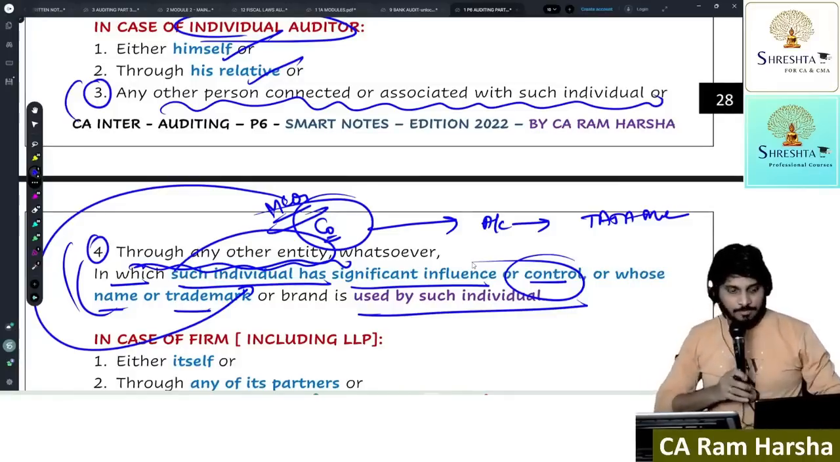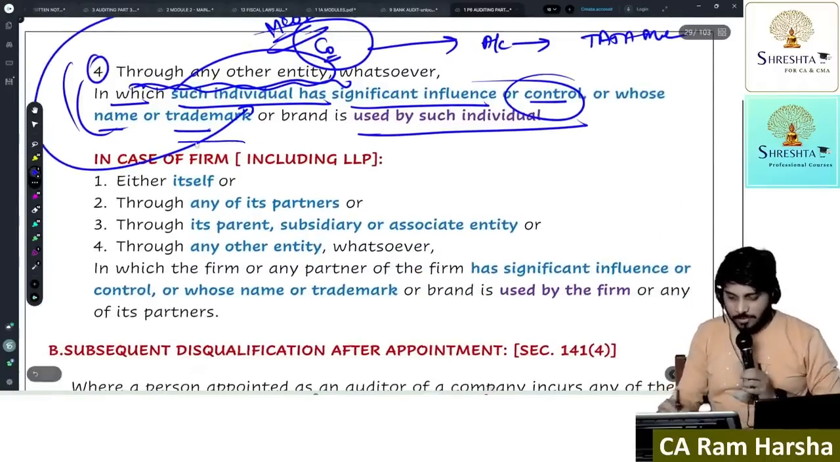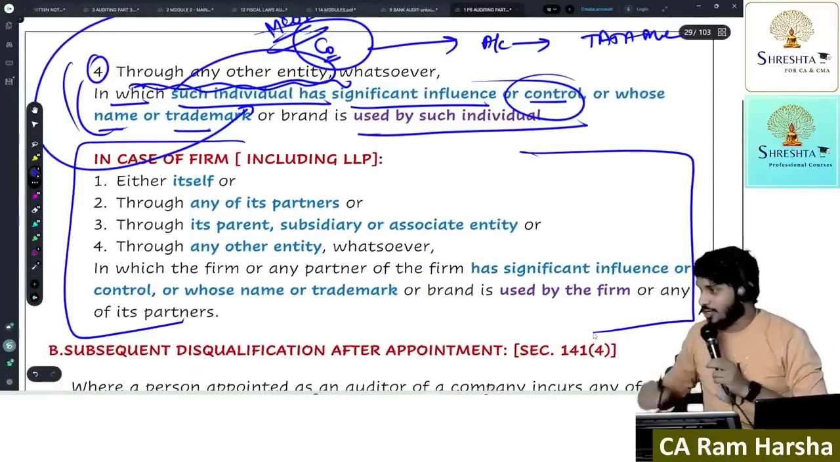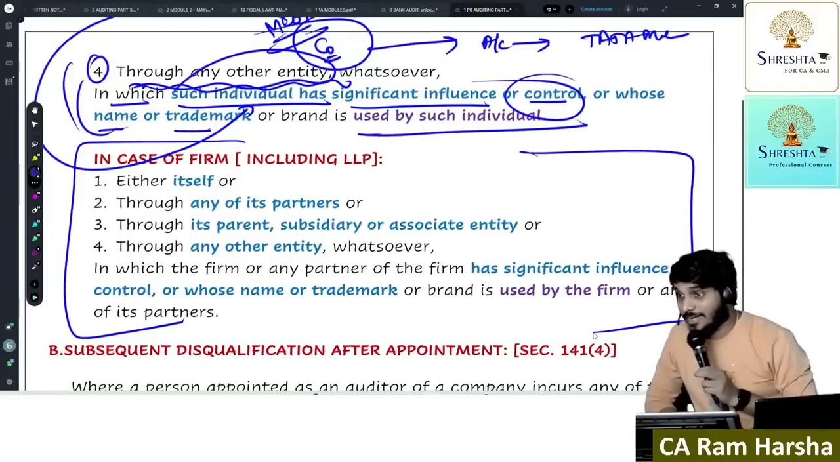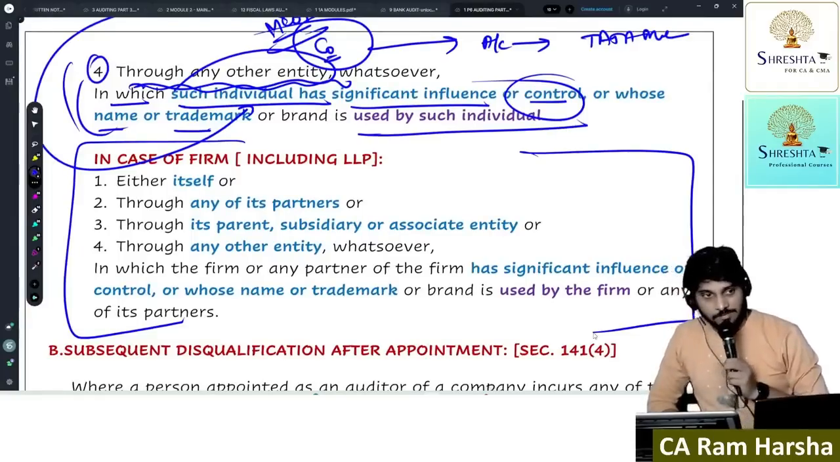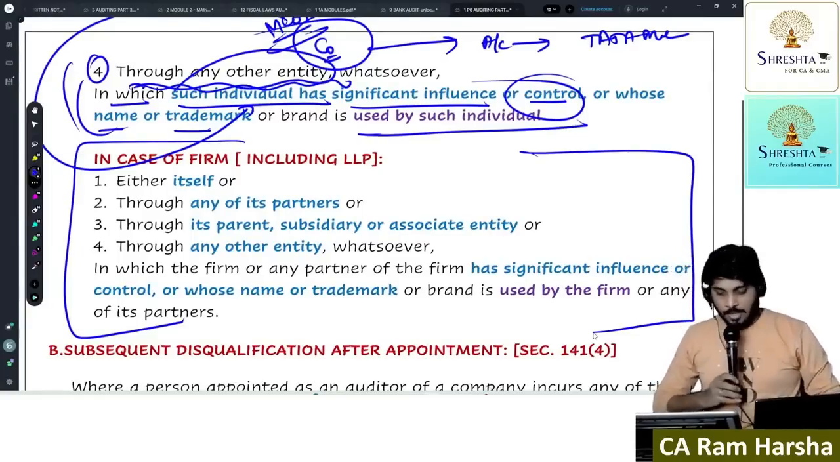Are you getting it? A similar definition was given for firm. You look into this. All of you clear? What do you mean by directly, indirectly? They asked it as a straight theory question in one of the past attempts. Think about it. Next.